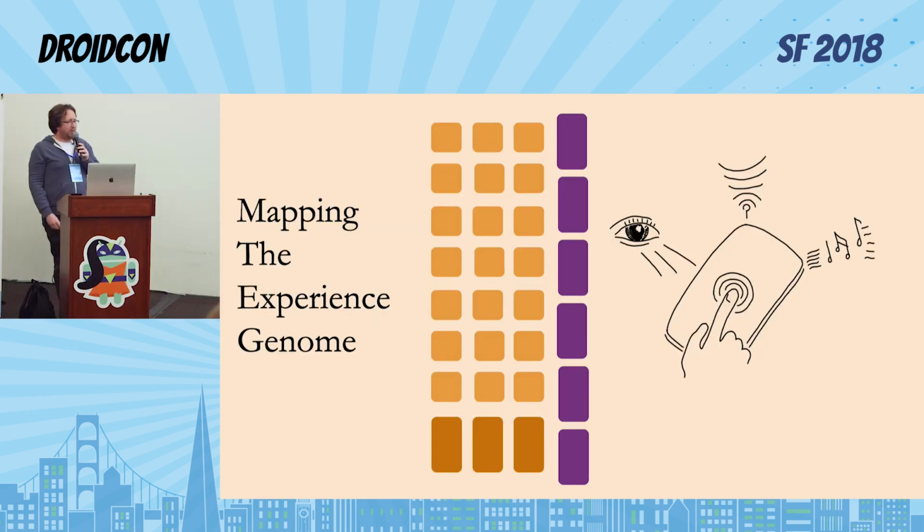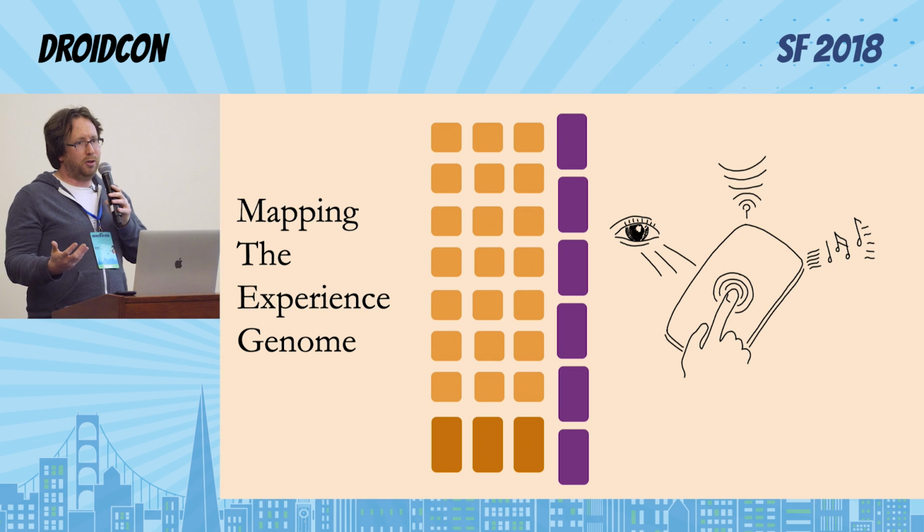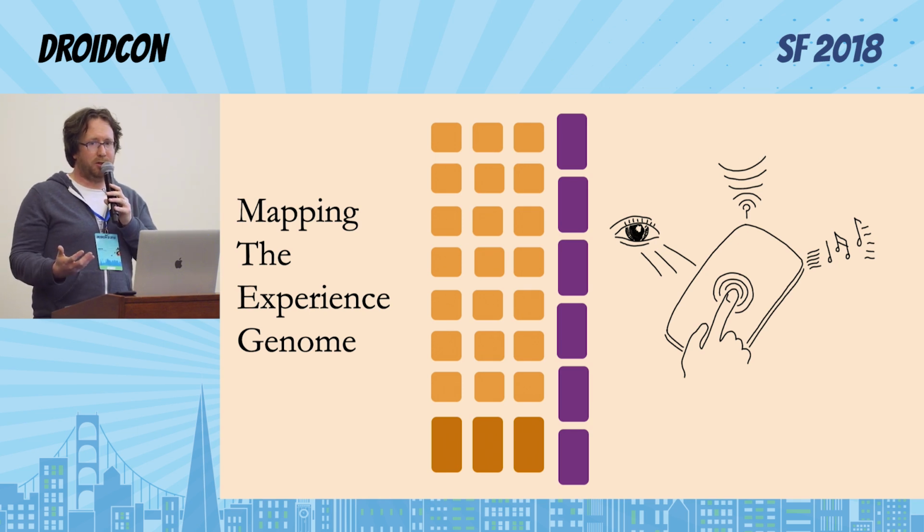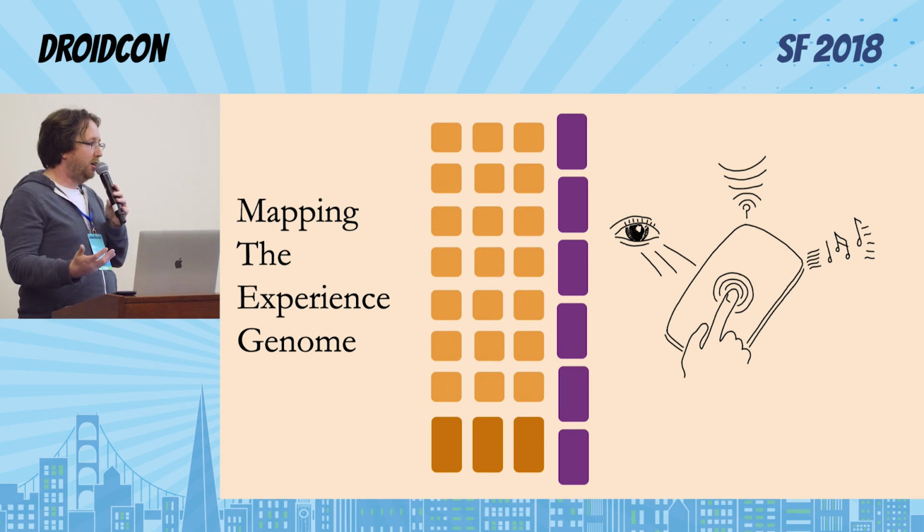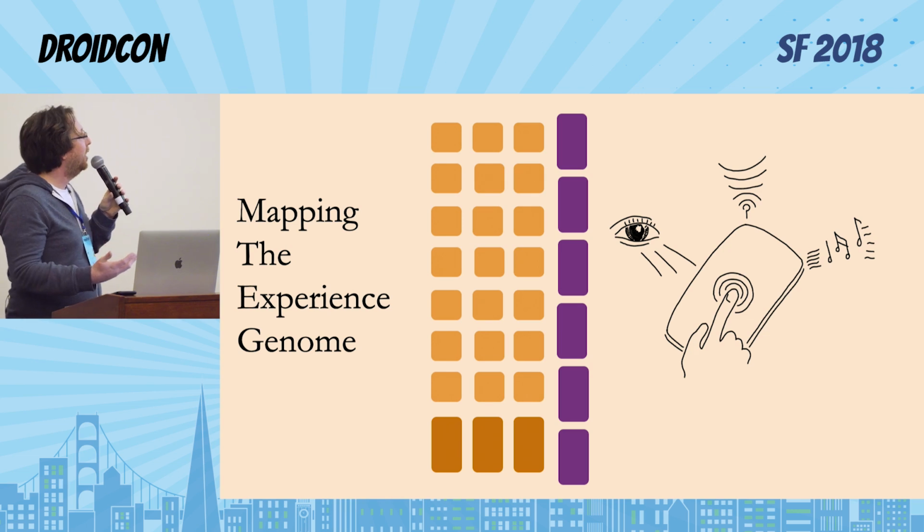So about 3 years ago, we started this process with our devices and with our deployment that we call mapping the experience genome. We wanted to understand where the user experience problems were happening in the apps and how those correlate to user groups. A lot of app developers are familiar with running a user group and getting feedback from real users. This is incredibly hard to do at scale. It's incredibly hard to do continuously.